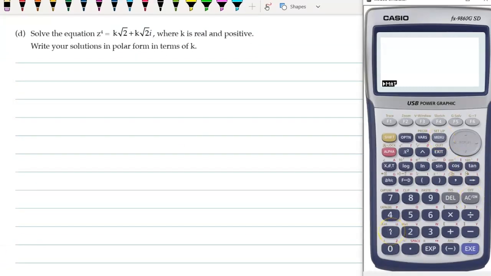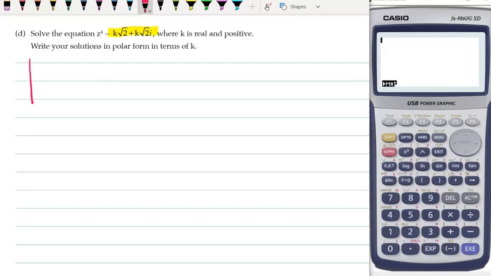Okay, for part D, first of all we need to express this bit in polar form so that we can use de Moivre's theorem on it. So if we think about what this looks like, we're in the positive quadrant, we're across by k root 2 and up by k root 2 on the imaginary, which puts z to the 4 just here.